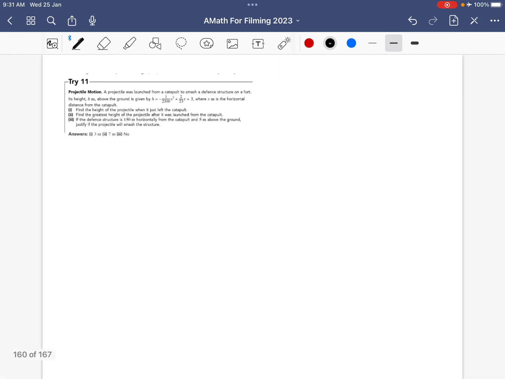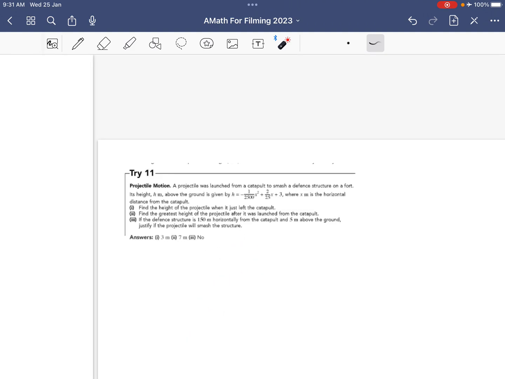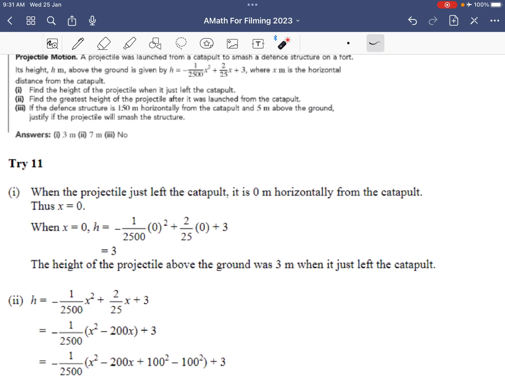Okay, now I go on to try 11. So try 11 is here. You can read it by yourself and then you can pause the video to try. I'll give you the answers in a short moment. Okay, 3, 2, 1, and here is my worked solution for try 11.